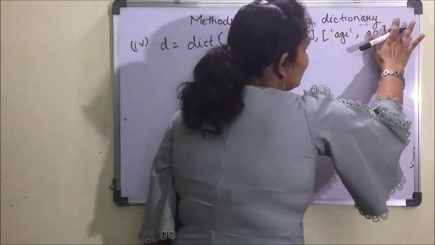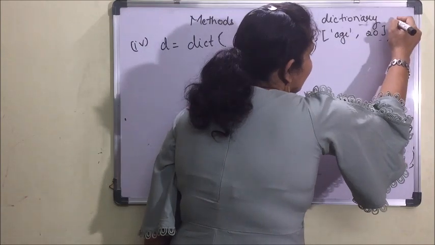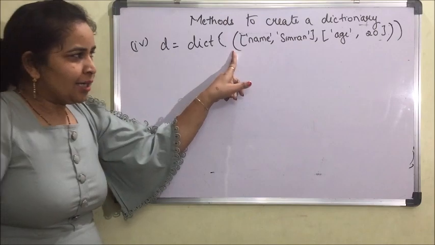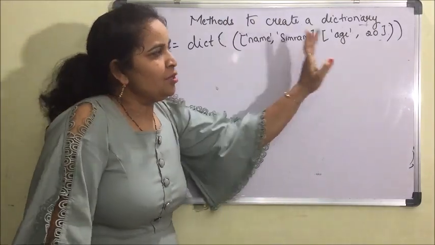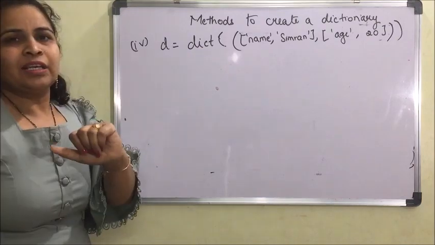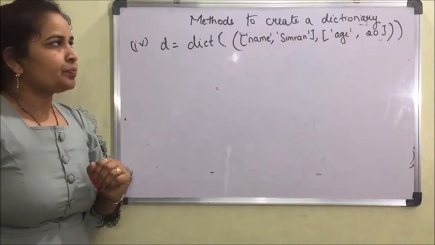We can also use a tuple. If we don't want to use a list, we can use a tuple also. Rather than putting the square bracket that denotes a list, we can use a tuple of these lists. So in this way we will create the dictionary.